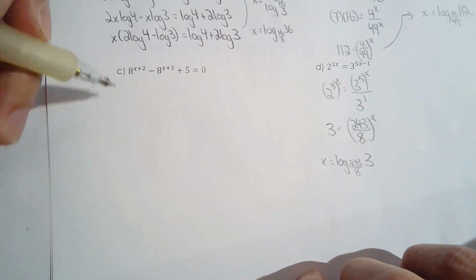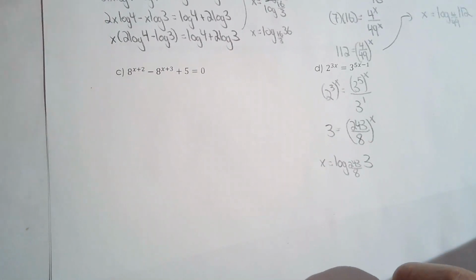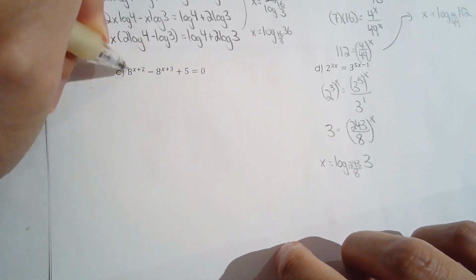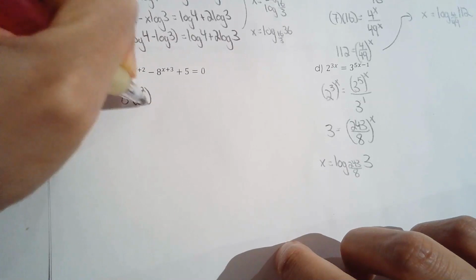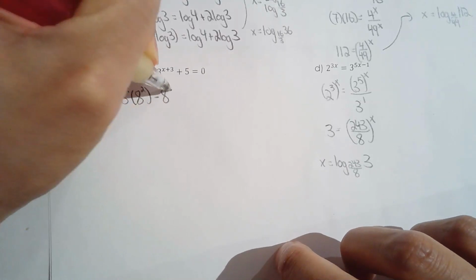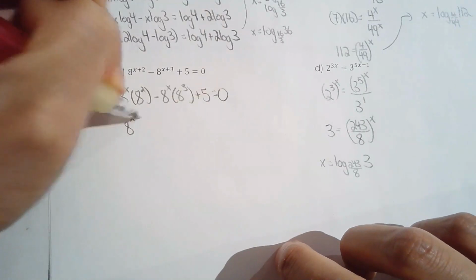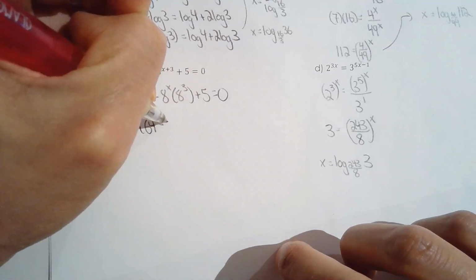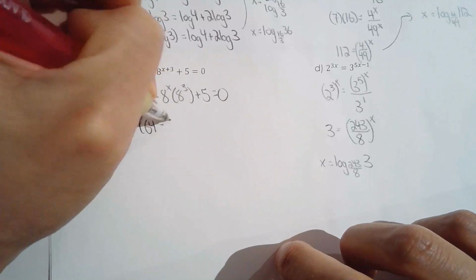All right, so let's try 3C. I would argue 3C is exactly like 1C we did on the first page. You just have to break apart this power as a product of two powers with a base of 8. So I'm going to factor out 8 to the x. 8 squared is 64. 8 cubed is 512. Yeah, 512.